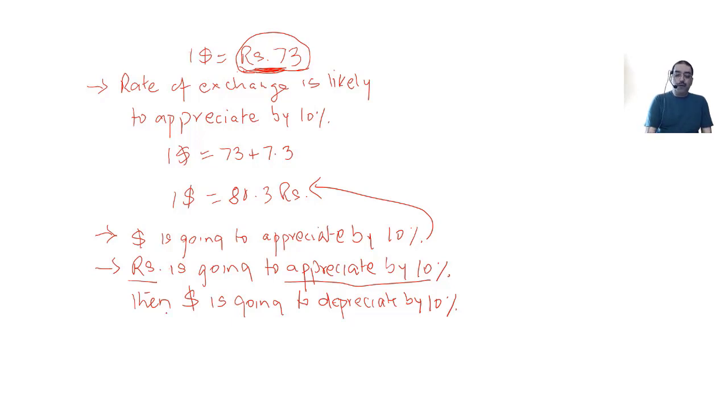Correct? So then what I will do, then I will say $1 is equal to 73 minus 10%. So that is going to be 65.7. So in this way, the calculations will be done, the interpretations are to be done.